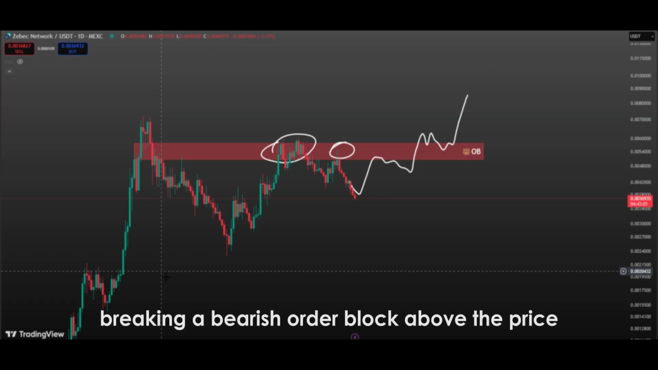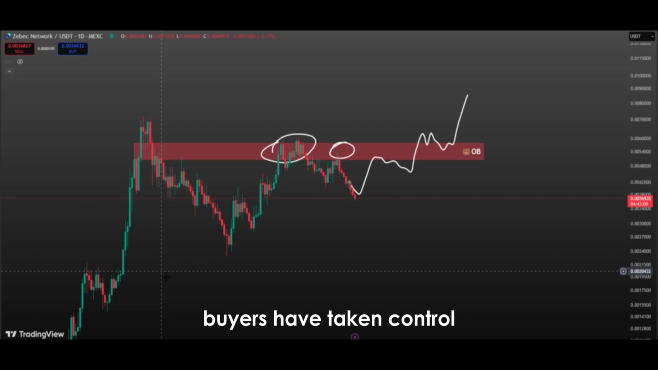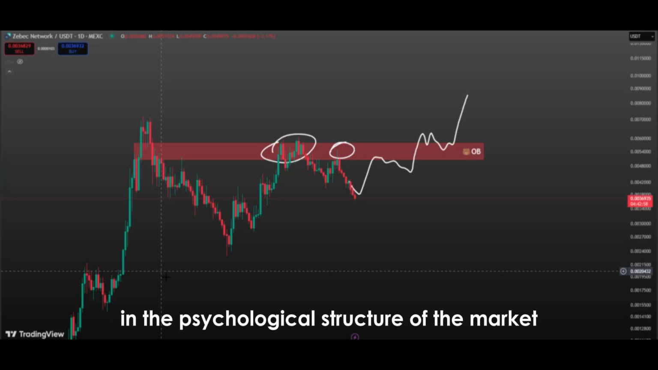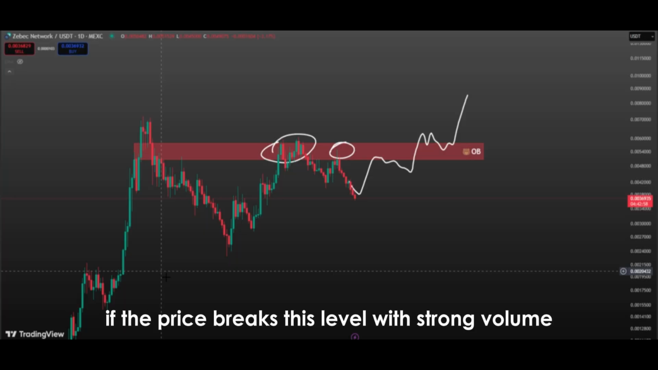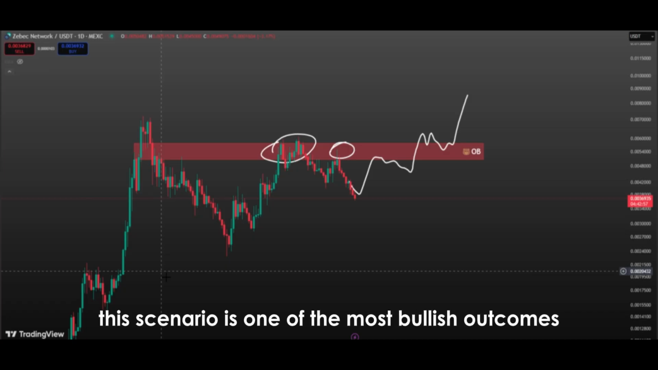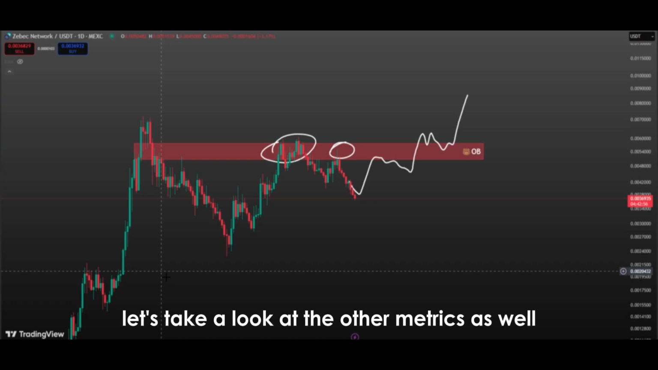In summary, breaking a bearish order block above the price shows that selling pressure in the market has ended, buyers have taken control, and the likelihood of the uptrend continuing has increased. This is not just a technical level, but also a sign of an important shift in the psychological structure of the market. If the price breaks this level with strong volume and holds above it, this scenario is one of the most bullish outcomes. But we can't base an analysis on the order block alone. Let's take a look at the other metrics as well.